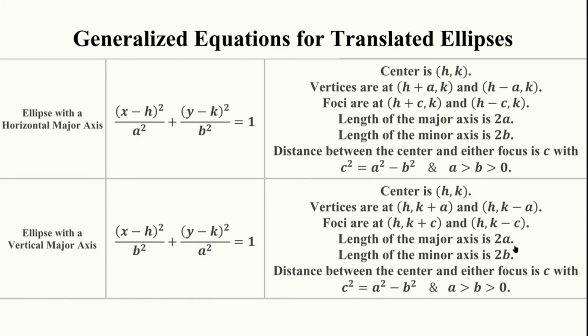The length of the major axis will be 2a, and the minor axis will be 2b. Again, none of these change, right? These relationships between a, b, and c remain intact. All this will become clearer when we look at some examples. But before, there is one other thing we want to discuss before we look at some examples.